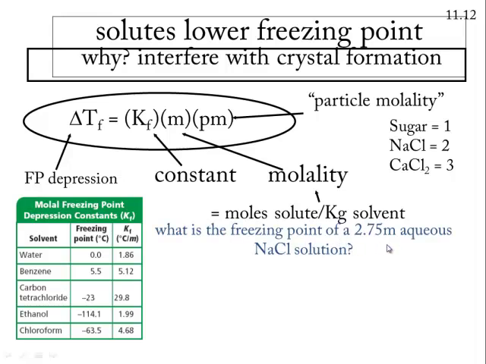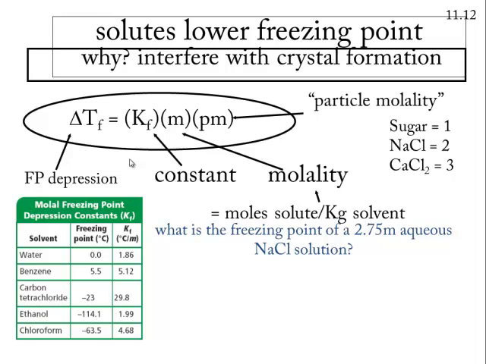What would be the freezing point of a 2.75 molal aqueous sodium chloride solution? One thing that should jump right out at you is they're not asking for the freezing point depression, they're asking for the freezing point. So you're going to calculate the freezing point depression and subtract that number that you get from its normal freezing point. And the freezing point of water is 0. So let's plug in these three numbers.